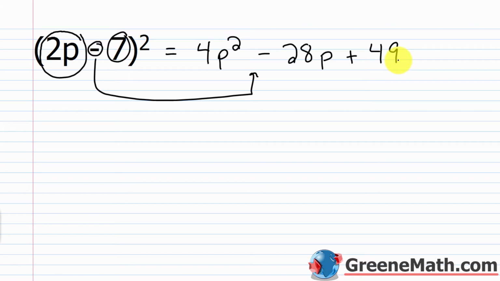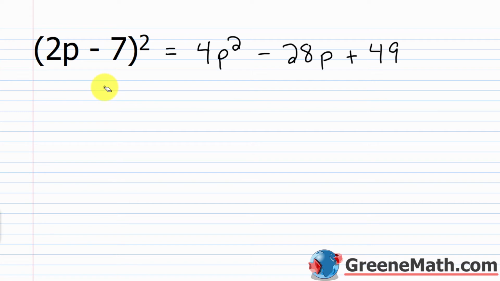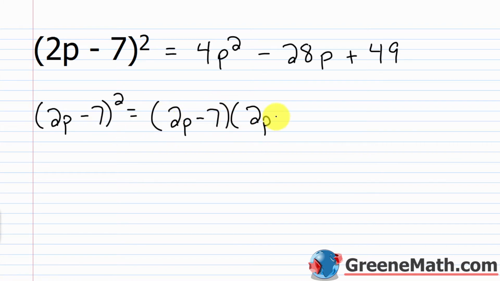Now again, this is one that I feel we should check, so I could show you we got the right answer. So we got (2p minus 7) squared. So this is going to expand out to (2p minus 7) times (2p minus 7). 2p times 2p, first terms. That's 4, 2 times 2 is 4, and then p times p is p squared. Exactly what we have here.